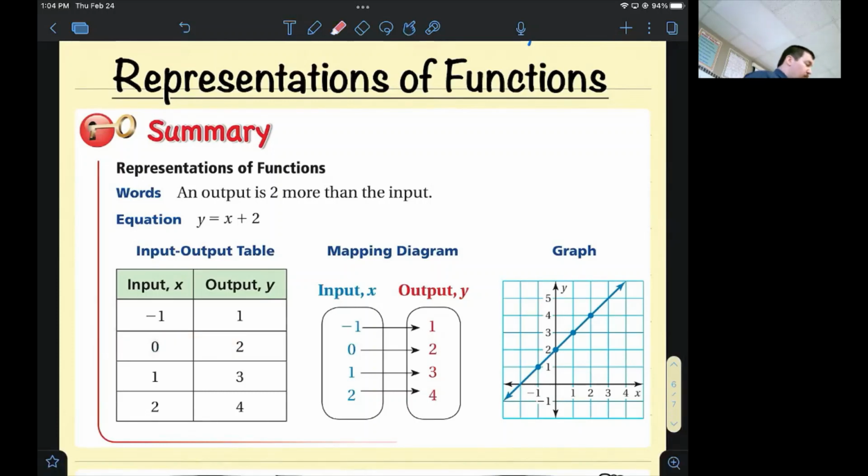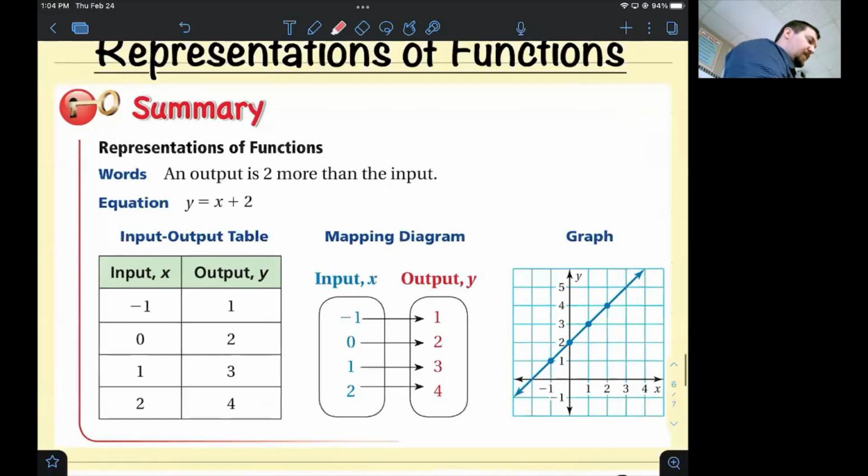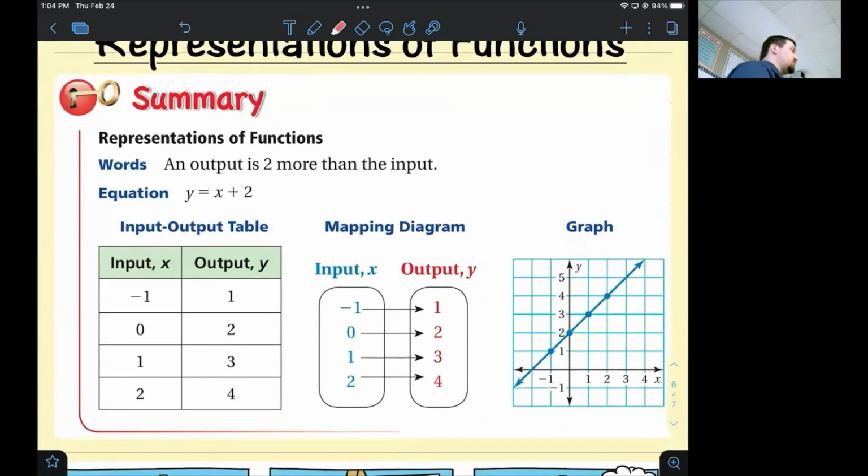Okay. We can also look at a mapping diagram. That tells us this is definitely a function, but it also gives us those 4 points. And the 5th way is by actually graphing it. And if you graph y equals x plus 2, it'll look like this. That's what you did on the homework that was due yesterday, graphing those slope-intercept equations.